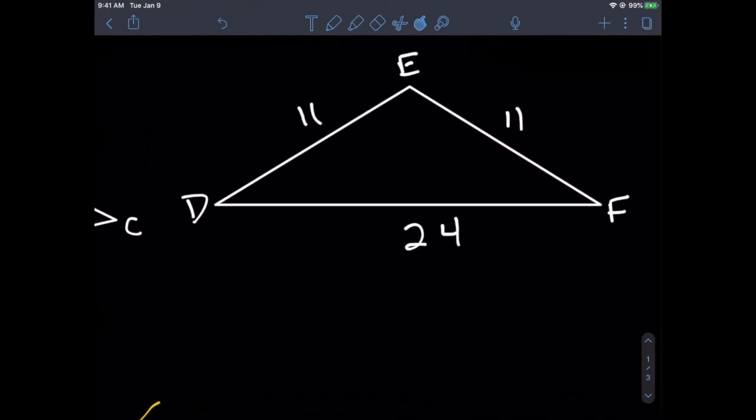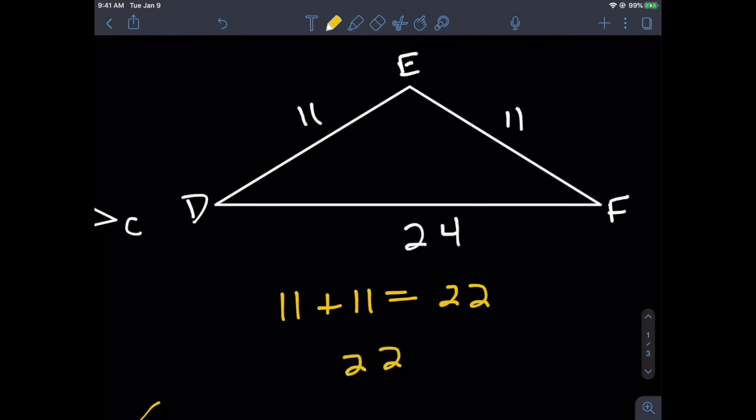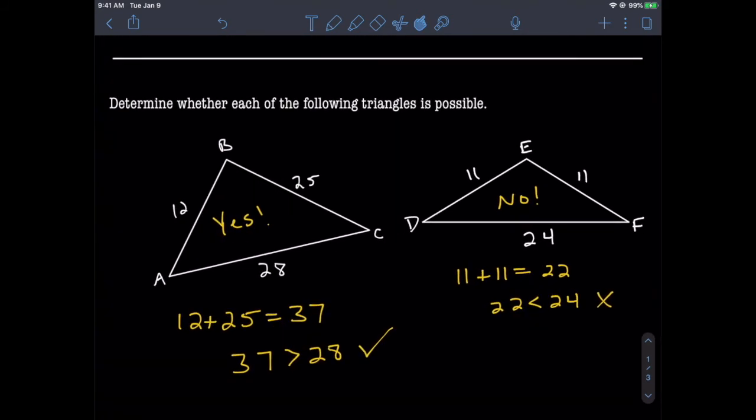Let's take a look at this example over here, triangle DEF, trying to show that 11 and our other 11 are together bigger than 24. So when we add these two things together, we're going to do 11 plus 11 gives us 22. And 22, that's less than 24. Less than. That's a problem for us. If that's the case, guess what? Your triangle is not possible. So we say no, DEF is not a possible triangle. See how easy that was? All you're doing is adding.